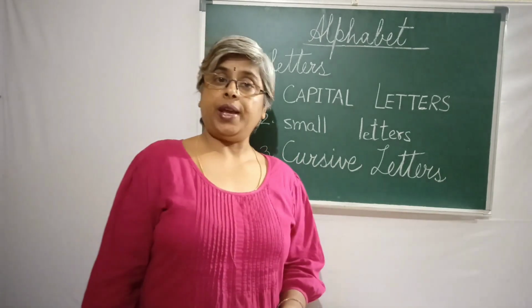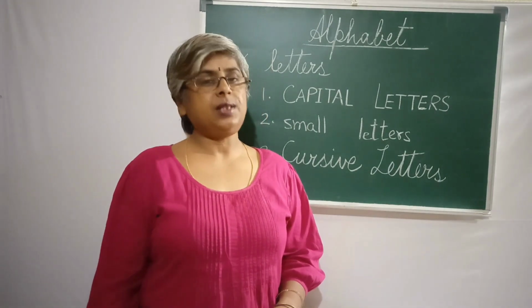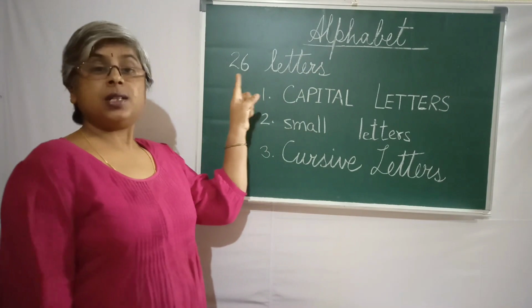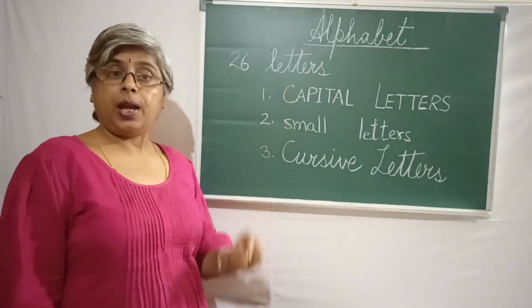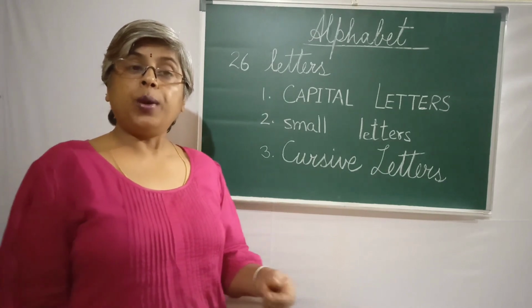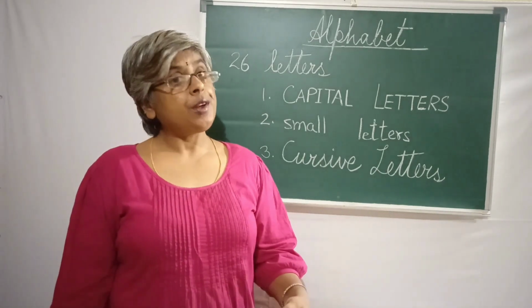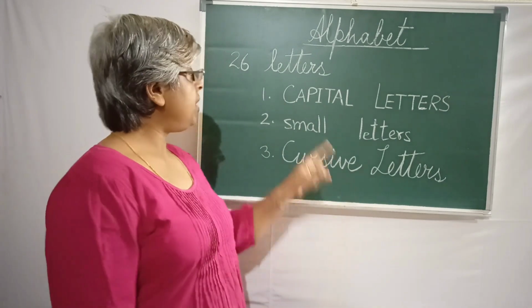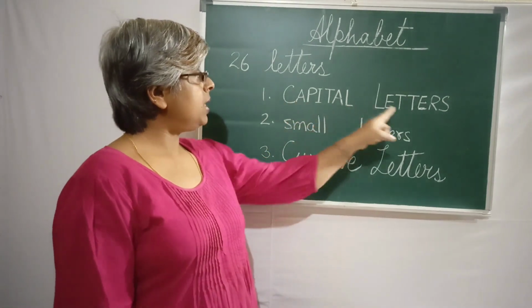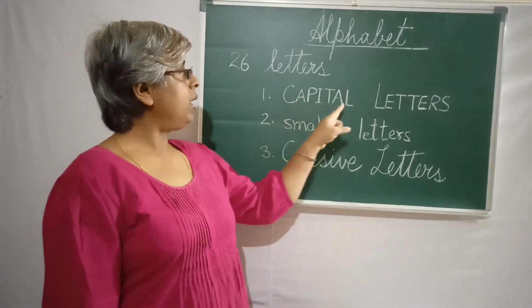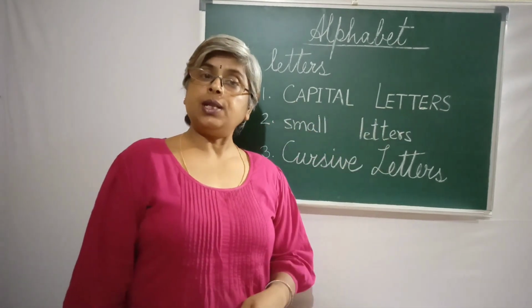The different ways of writing letters. In the English alphabet, we have 26 letters, A to Z. In our schools, we teach our kids the different forms of writing. When they are very small, we teach them the capital letters. You can see here, I have written this also in all capital letters.